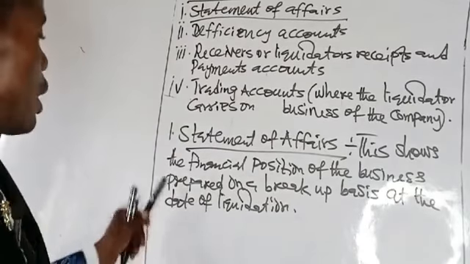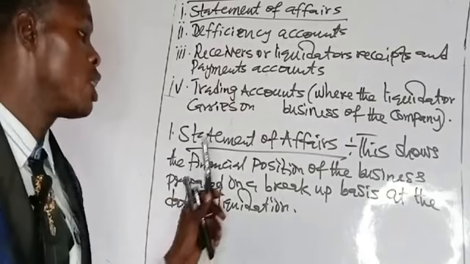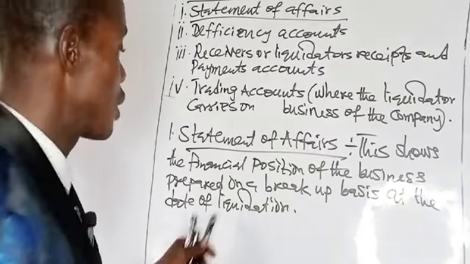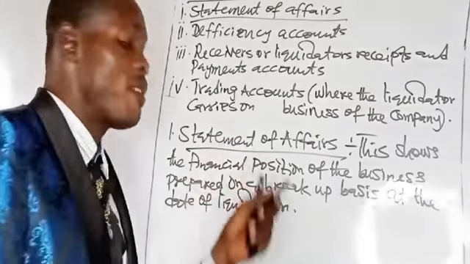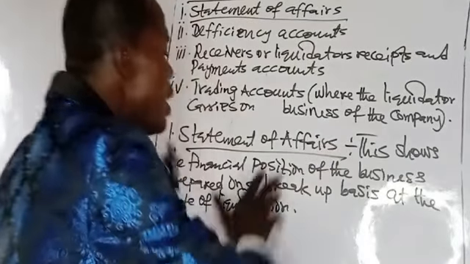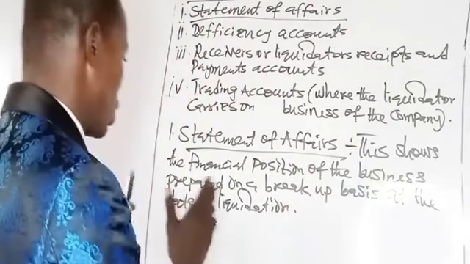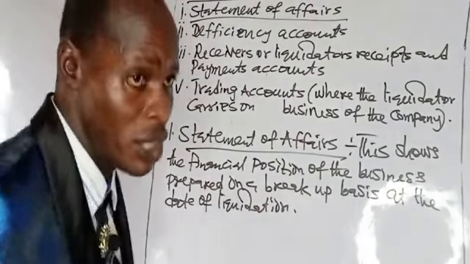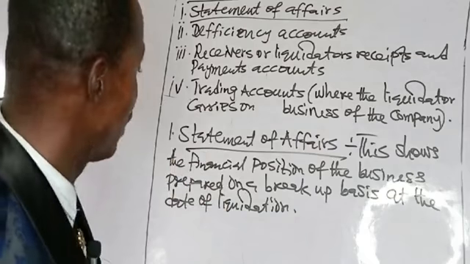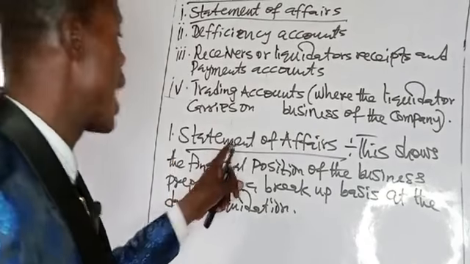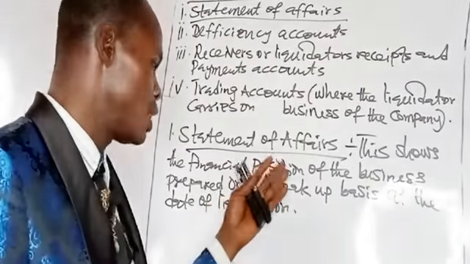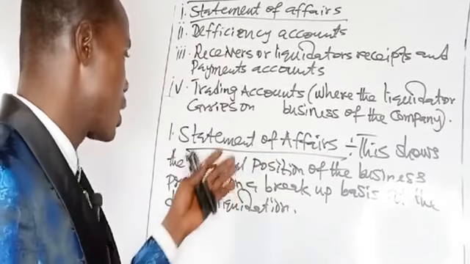Statement of affairs shows the financial position of the business prepared on a break-up basis at the date of liquidation. I've told you that this statement of affairs shows the assets and the priority claims of the creditors. It shows the assets, liabilities, and equity. I've told you earlier that assets will be classified into two: assets specifically pledged and assets not specifically pledged.